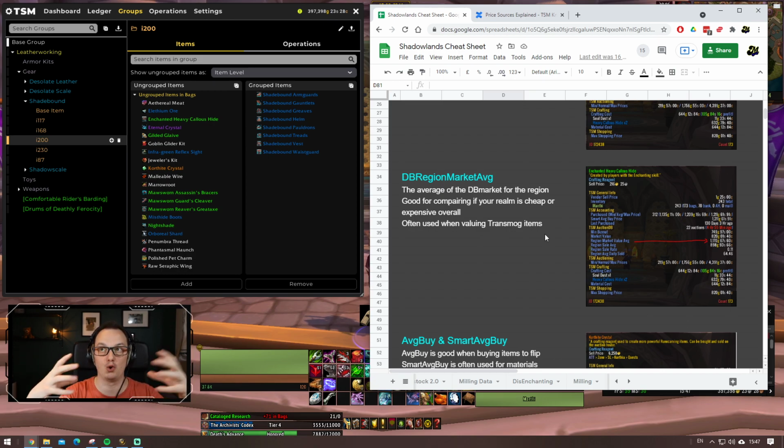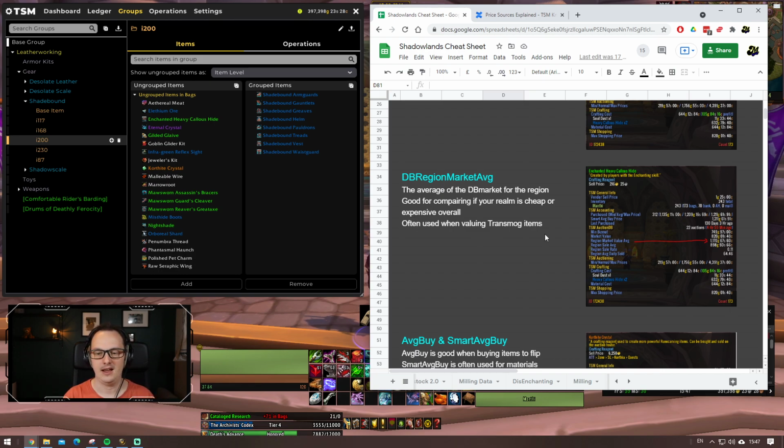It is actually the average of all of the DB market prices. This then becomes very good for comparing your realm against other realms. This isn't always super beneficial to most, but there are a couple of markets out there that use this a lot. I want to say things like transmog items. On some of the smaller realms, you may not even see them on your market that frequently, so the actual DB market price may be completely out of whack.